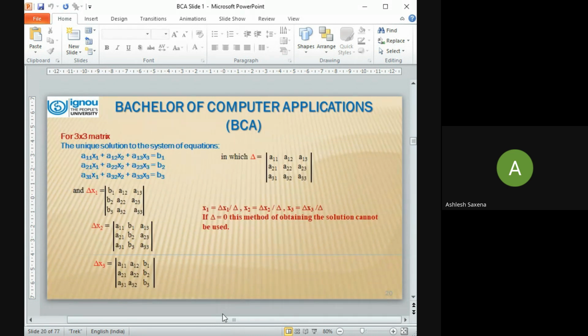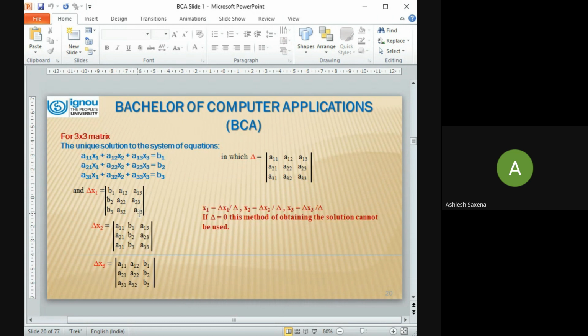For a 3 by 3 matrix, what will you be doing? These are the coefficients, original form. For delta x1, what will I be doing? I will be replacing these by B1, B2, B3. Here it comes: B1, B2, B3, A12, A13, B22, A23, A32, A33.